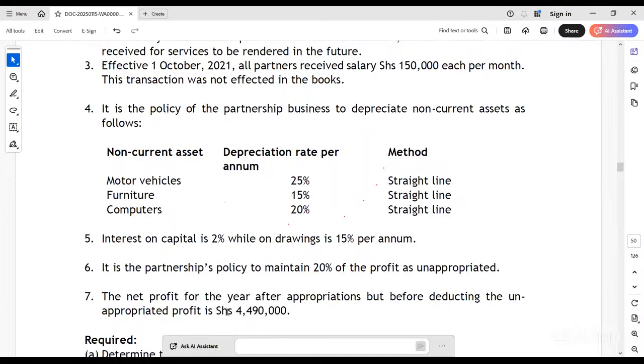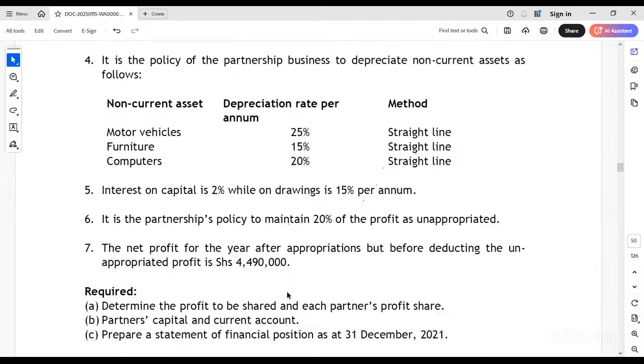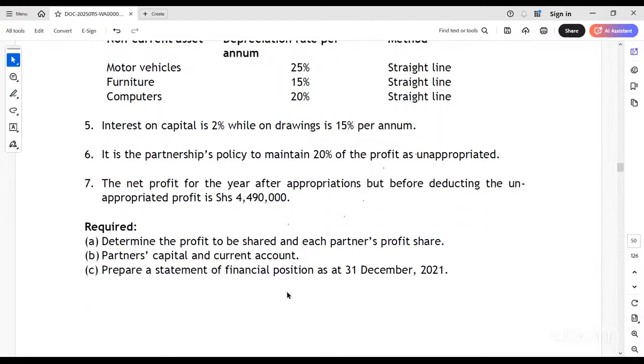The net profit for the year after appropriations, but before deducting the unappropriated profits, is shillings 4,490,000. Now, when you look at this question, the profits have already been appropriated. What are we required to do?